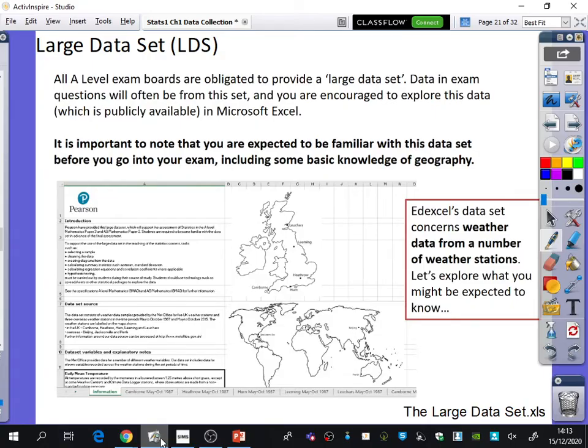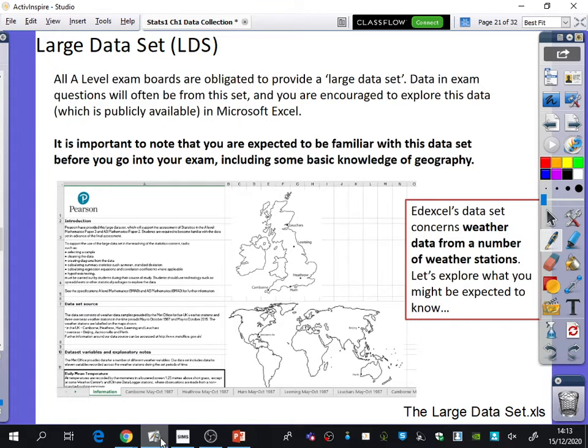So you may not know much about this yet, but there is something in your exams for statistics called the large data set. The large data set that we have is about weather in the UK and in some international stations. I've written here that all A-level exam boards are obligated to provide a large data set. In other words, like a big spreadsheet full of numbers.